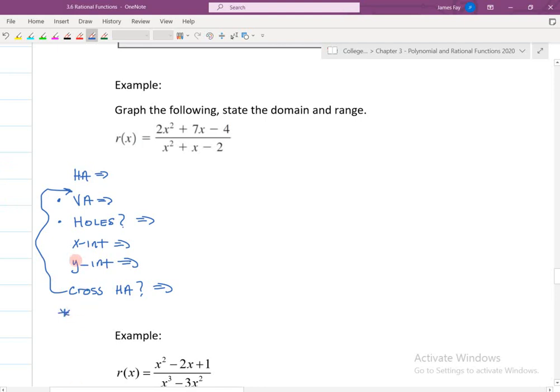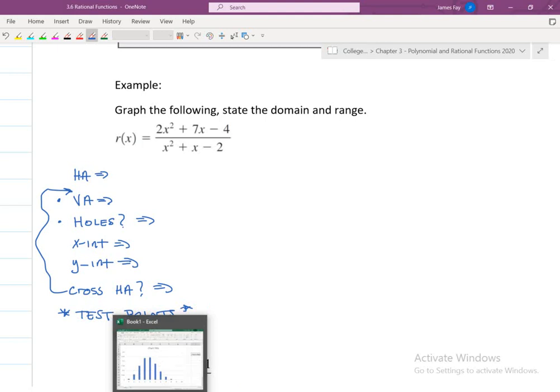Okay, so this next part, I'm going to put an asterisk on it. We might need other test points. And that's a maybe. I don't know if we'll need them. It just depends on where our x-intercepts, y-intercepts, and all those other components kind of lay on our graph. Okay?